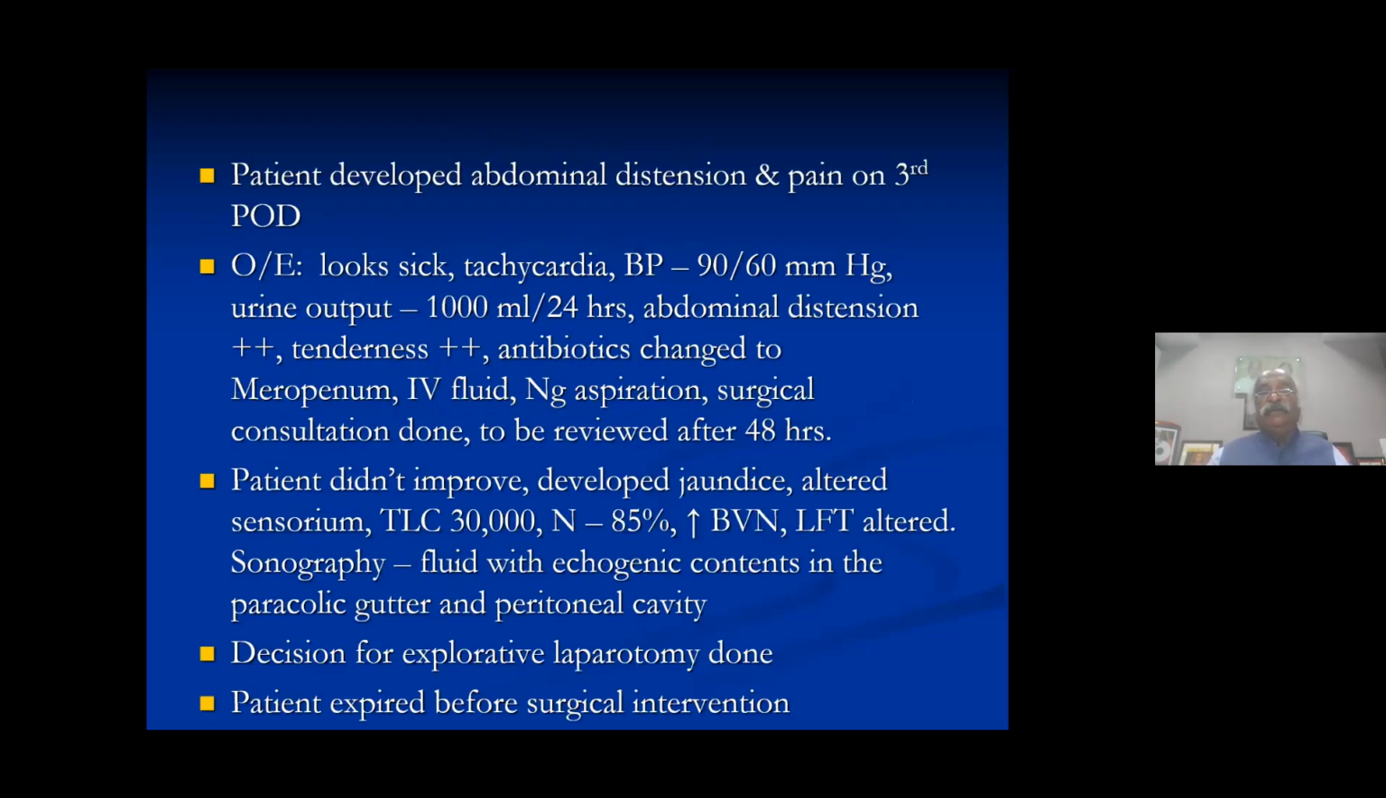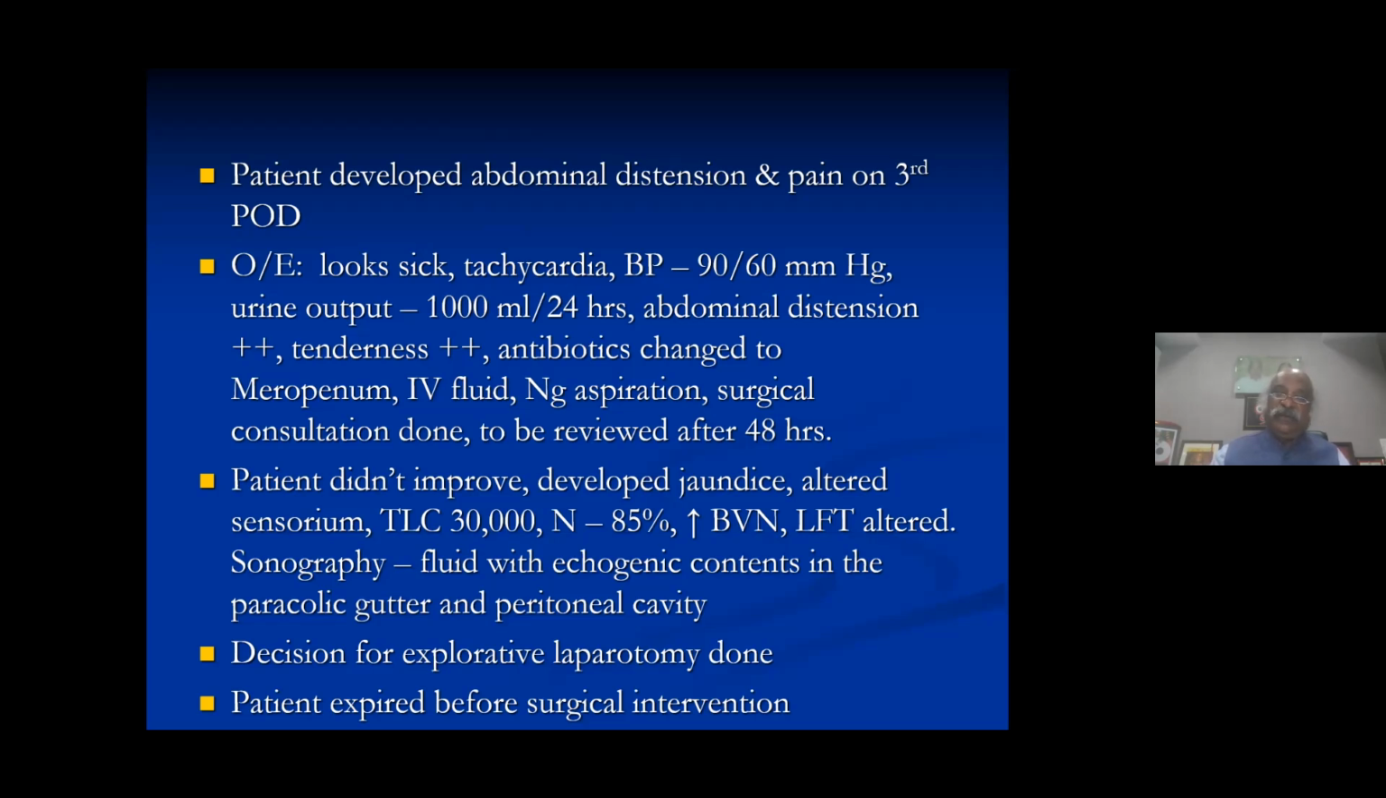Patient developed abdominal distension and pain on the third post-op day. On examination, looks sick, tachycardia, BP 90/60, urine output 1000 ml per 24 hours, abdominal distension, tenderness. Antibiotics changed to meropenem, IV fluid, nasogastric aspiration, surgical consultation done, to be reviewed after 48 hours. Patient didn't improve, developed jaundice, altered sensorium, TLC 30,000, neutrophils 85%, serum urea and creatinine increased, LFT altered.